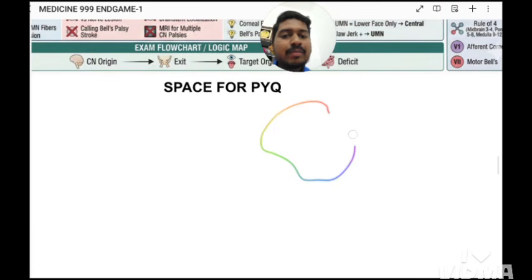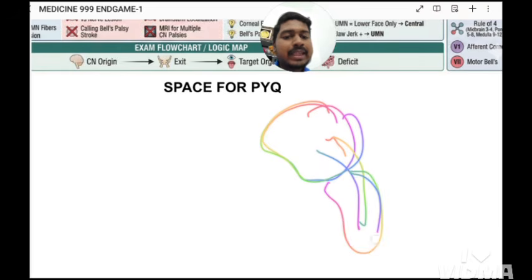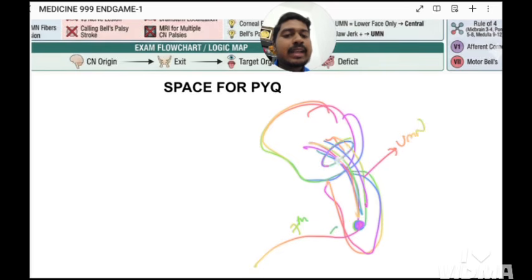So basically this is the brain, and from here we have corticobulbar fibers. This is the cortex part, and this is the brain stem. From the brain stem, from the medulla, we have origination of this 7th cranial nerve. Whatever is above this, these tracts, are basically UMN, and they pass through the thalamus and internal capsule as they descend. Now this is nothing but UMN, and this is nothing but LMN.